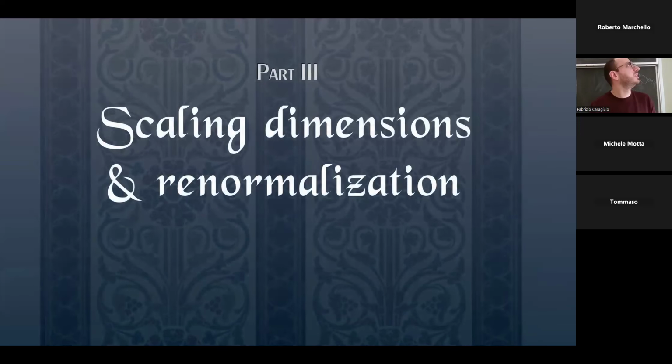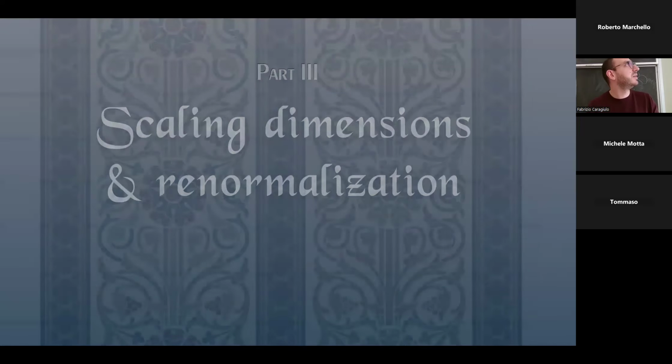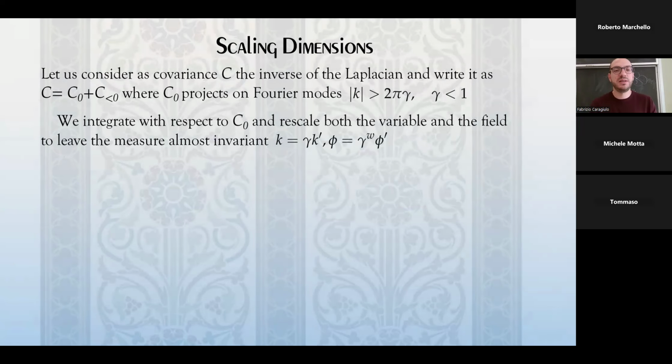And now let's go to the third and last part of this talk, when we investigate how the Gaussian measure behaves. Of course, for general Gaussian measures, we don't know actually, but for most Gaussian measures of interest, we can say something. And we focus on our main example, which is the Laplacian and its inverse as a covariance matrix. And let's say that we write it as C0 plus C less than 0, where C0 projects on Fourier modes greater than something, and C less than 0 is the projection on the rest. Of course, this is well defined because the Laplacian and the discrete Laplacian are diagonalizable in Fourier space, so it's easy to make a projection on Fourier modes. It's all well defined.